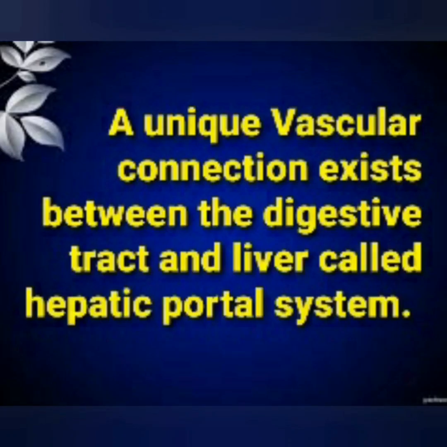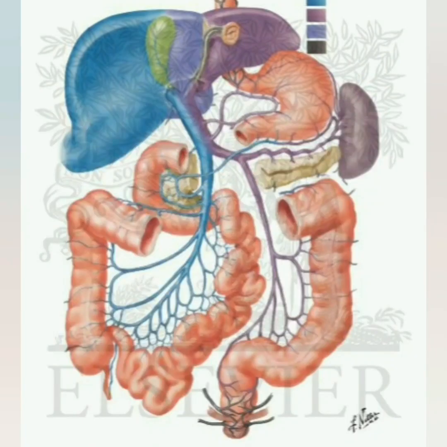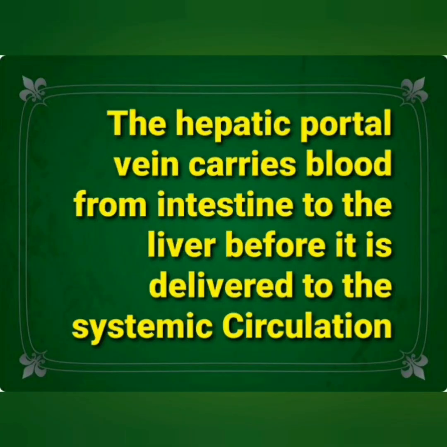A unique vascular connection exists between the digestive tract and liver called hepatic portal system. Here you can see the vascular connection that exists between the digestive tract and liver called hepatic portal system. The hepatic portal vein carries blood from intestine to the liver before it is delivered to the systemic circulation.